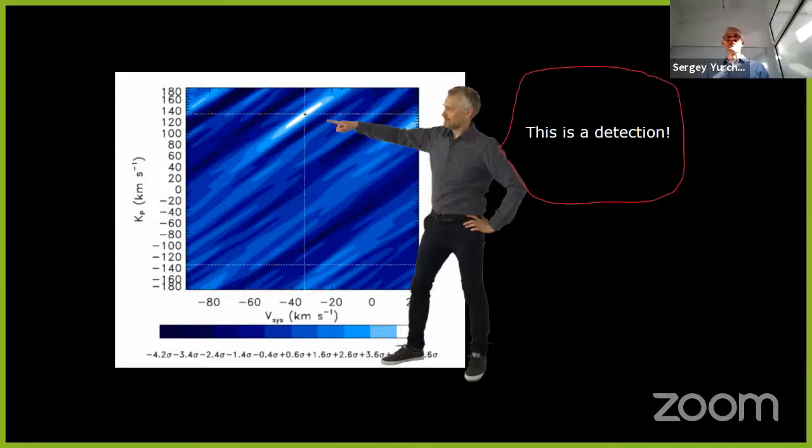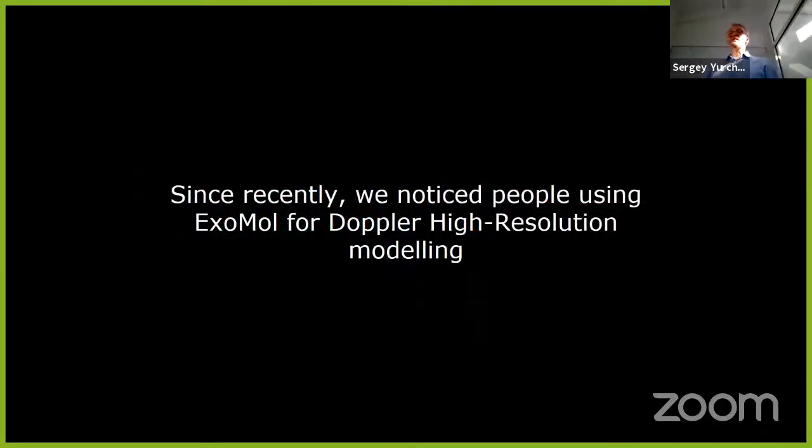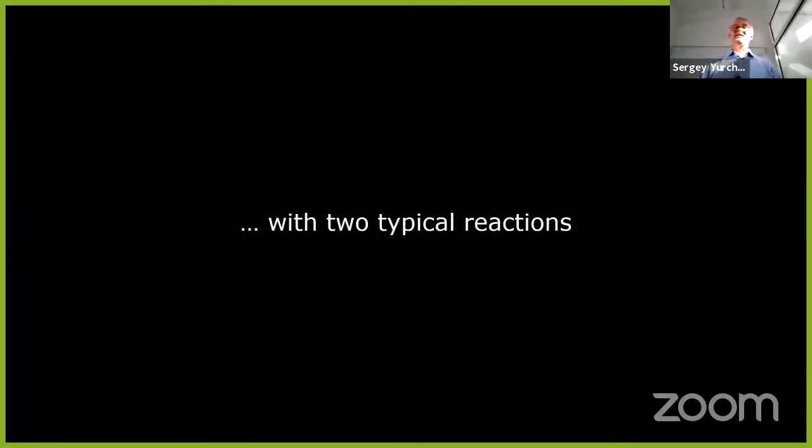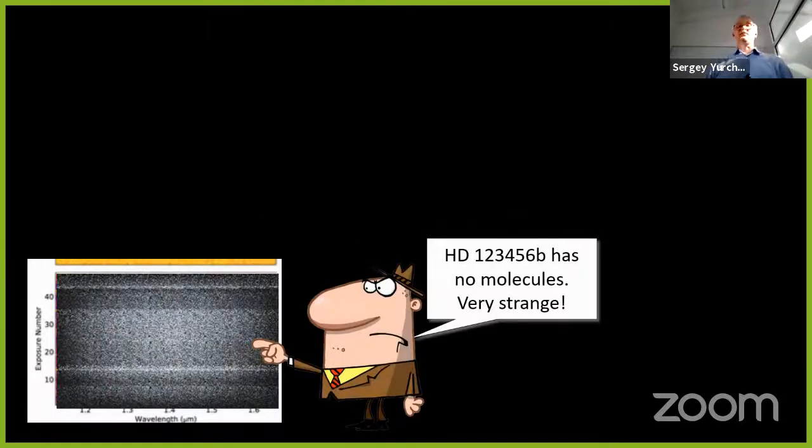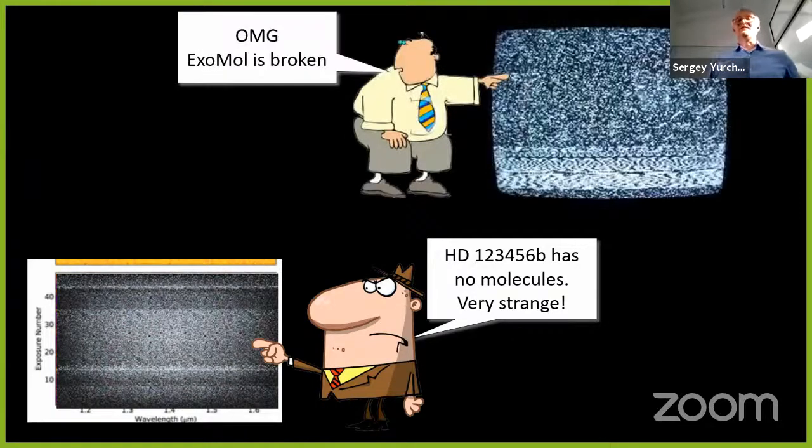So this is super cool, and we noticed that people started using our data for high resolution modeling. However, they had some problems with this, depending on the quality of the data. Sometimes it worked perfectly, like the water detection. With other molecules, you would sometimes see two types of reaction. Wait a minute, there are no molecules there. Very strange. You see the noise, you see no correlations. Oh my God, ExoMol is broken.